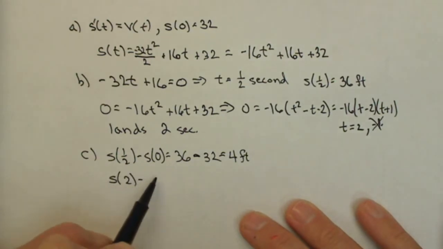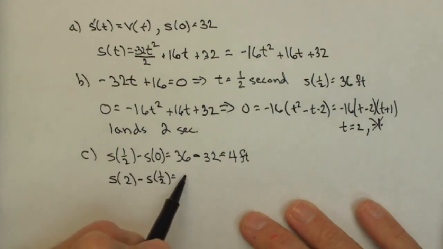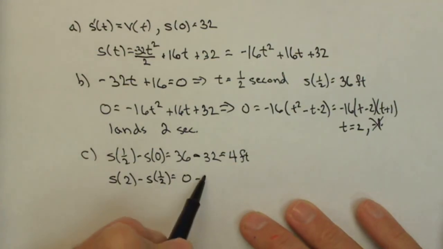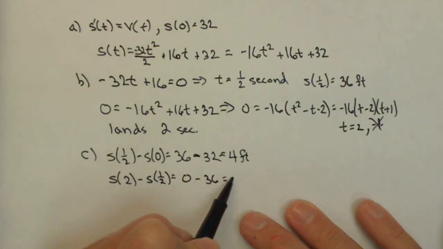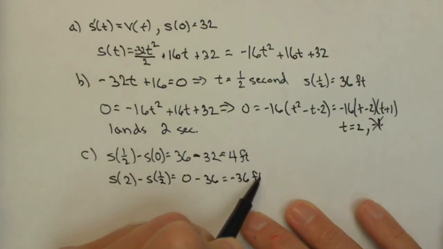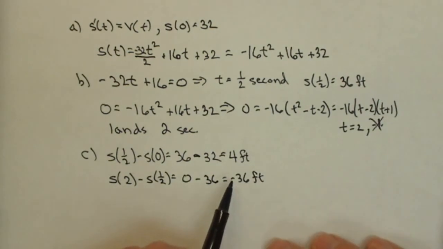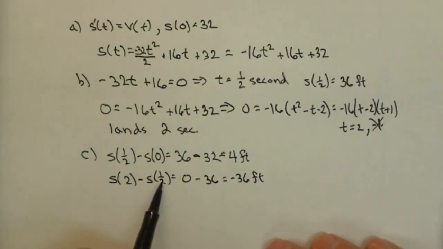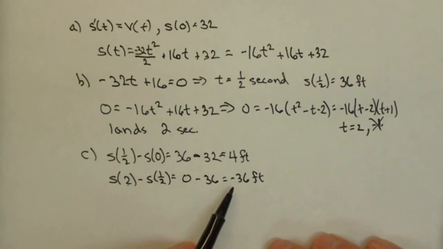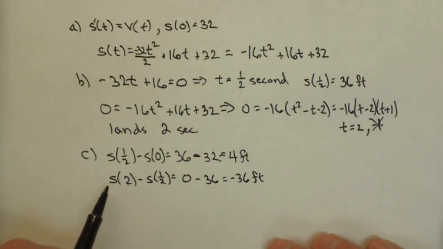s of 2 minus s of 1/2, if we calculate this, we get 0 minus 36, which equals negative 36 feet, which is the distance the ball dropped from its maximum height. At 1/2 a second, it was 36 feet in the air. It dropped down to 0. The negative tells us it's going downwards, so that's the distance that the water balloon dropped.